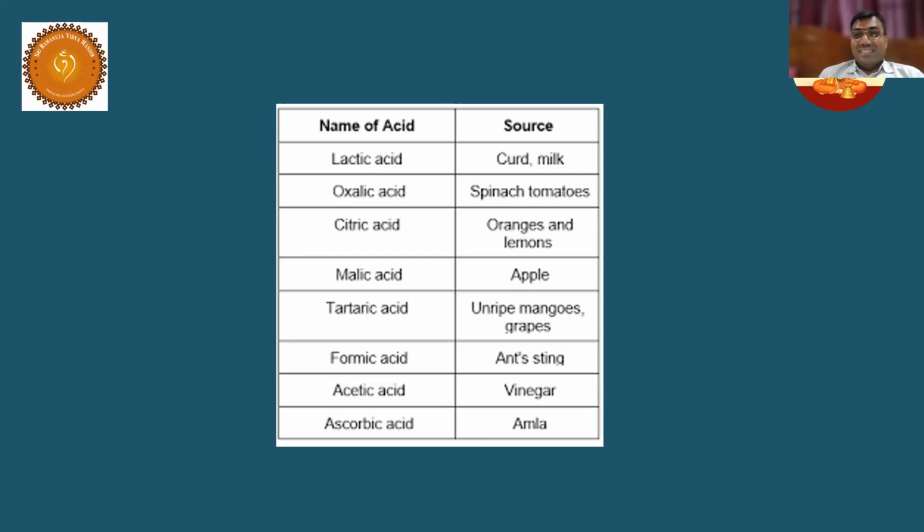That's why you find itching. Vinegar is acetic acid. Similarly, amla. Nowadays, because of the pandemic, everybody is taking vitamin C, ascorbic acid, amla, right? So these are some of the applications of acids. Now, students, bases. Let us see the bases first.